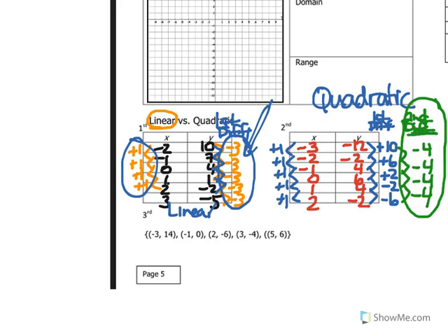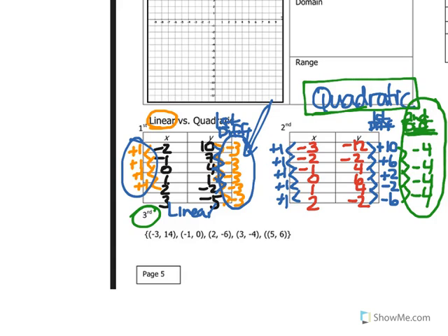And when the second difference is constant, we know that we are looking at a quadratic equation. It's a pattern that's always going to occur. Okay, now on the third example, it's not so cut and dry.